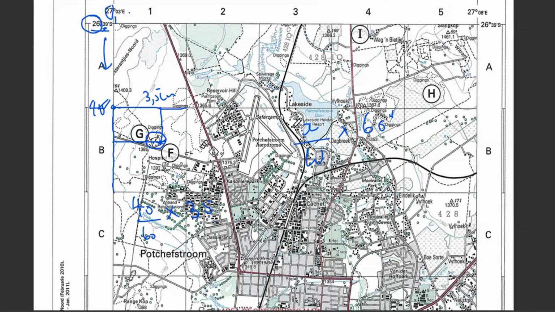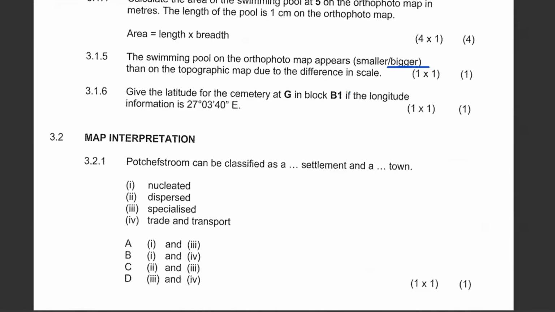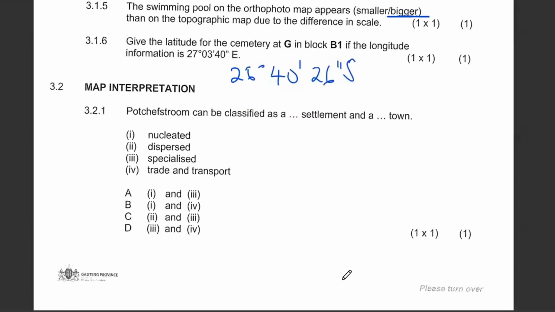So according to my calculations, though they were not very precise, you must, plus or minus, get something like 26 degrees, and your minute value is 40, and plus or minus you must get 26 seconds to the south. That will depend on how you measure and how accurately you express your measurements. Right. Moving on to the next question.